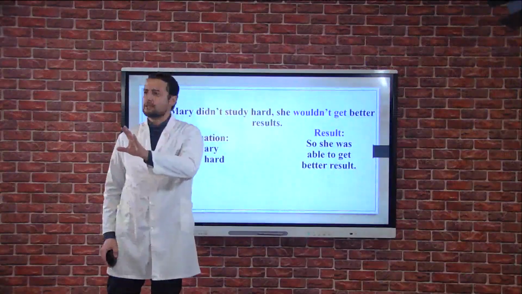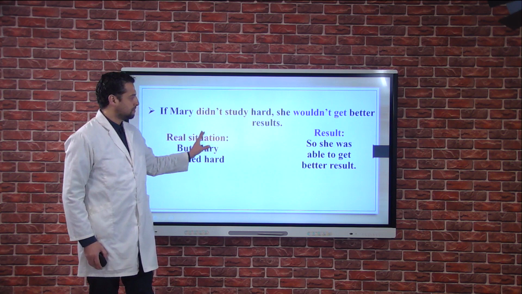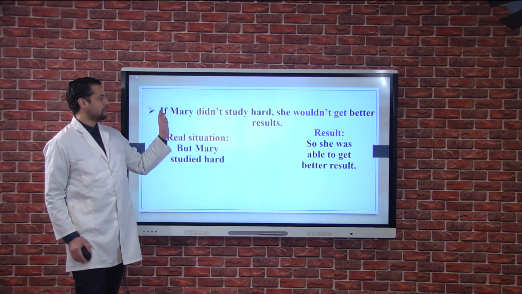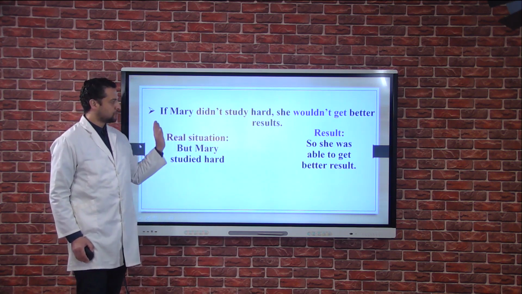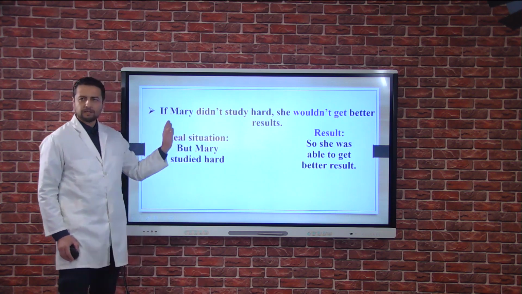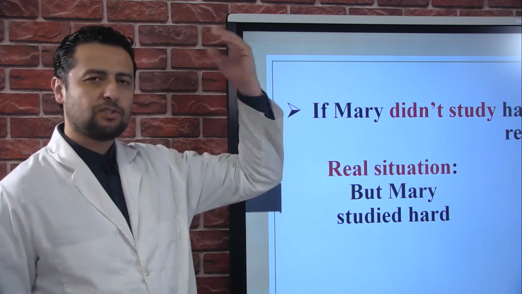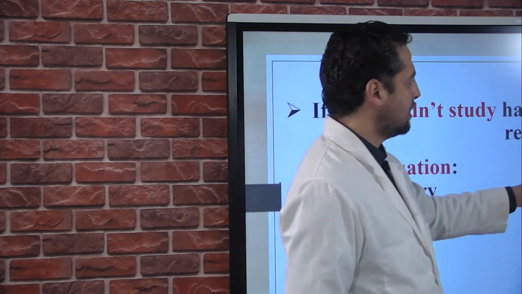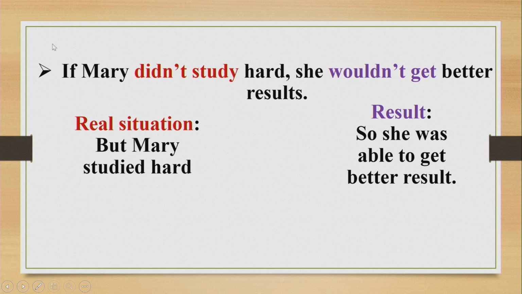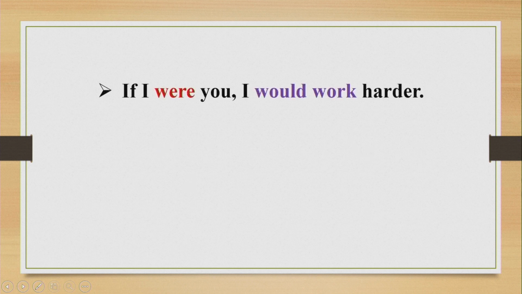So what you should bear in mind is the fact that concerning the conditional type 2, we have two parts. The first part is mainly about the real or imaginary situation, and the second one is about the result, which is, of course, the result which is expected. We're going to study all these things amply in the coming one. So let's move on now to the next example.